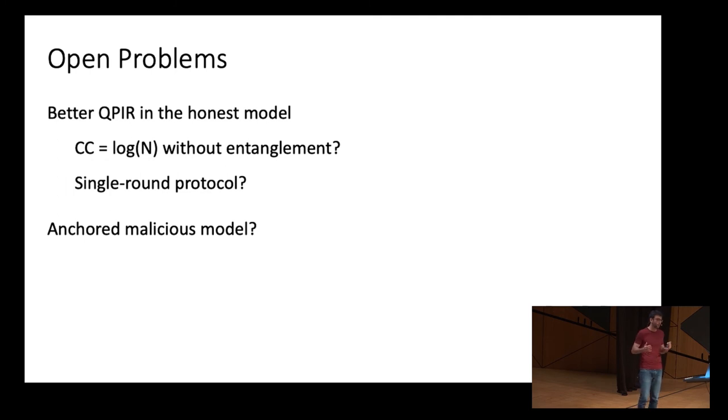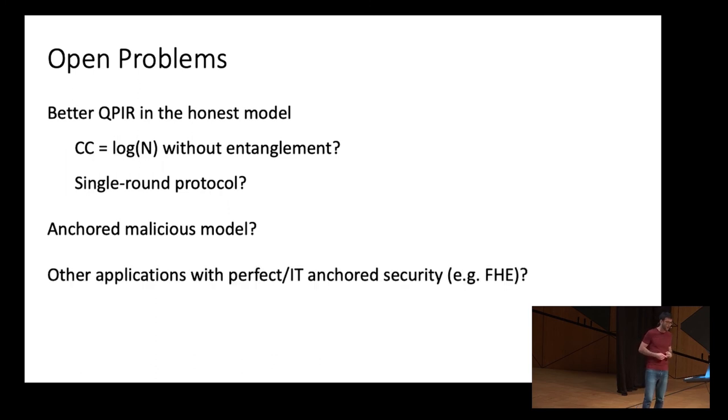Extending this anchored notion to the malicious setting, we have some ideas, but we don't have any results in these models. And perhaps once you have this notion, you can think about other applications other than PIR. For example, information theoretic fully homomorphic encryption is something that comes to mind. Can you come up with a weak yet meaningful model where this is possible?